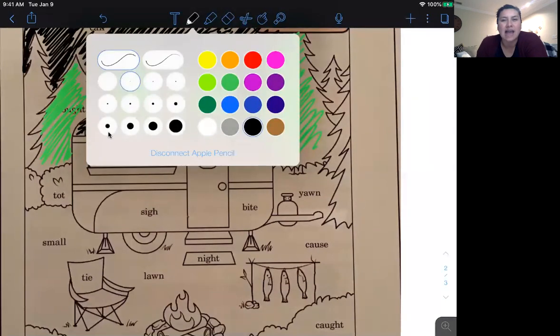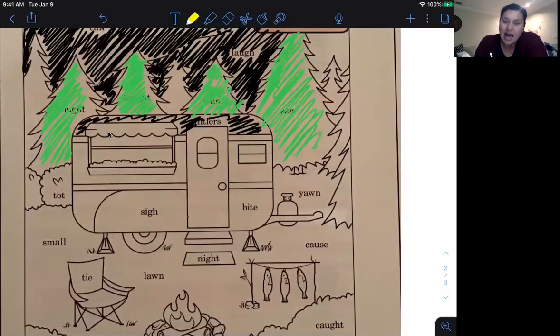Sigh. Do you guys know what sigh means? To sigh. That's a sigh. I'm sure you've heard that before. A sigh is a long I sound. I hope I didn't give it away when you saw what color I switched my pen to. I think I might have done that. Whoops. Sigh is a long I sound. All right, what about bite? Also long I sound. Good job.